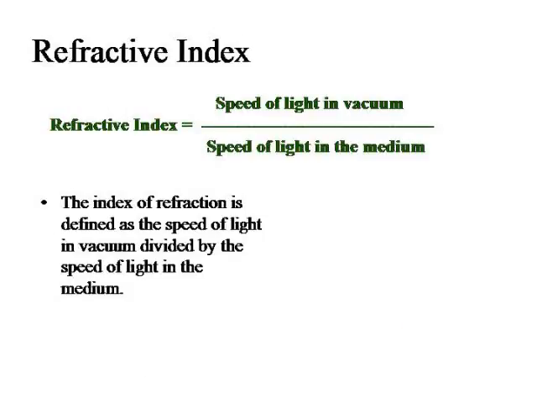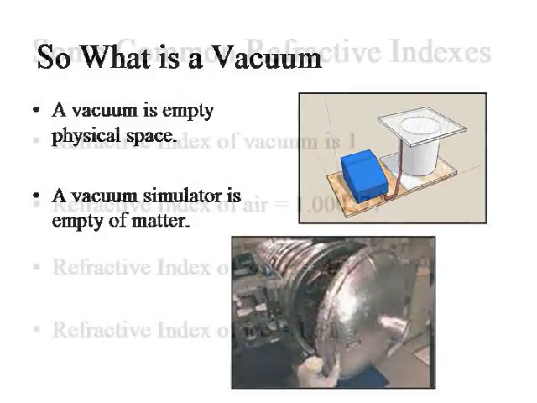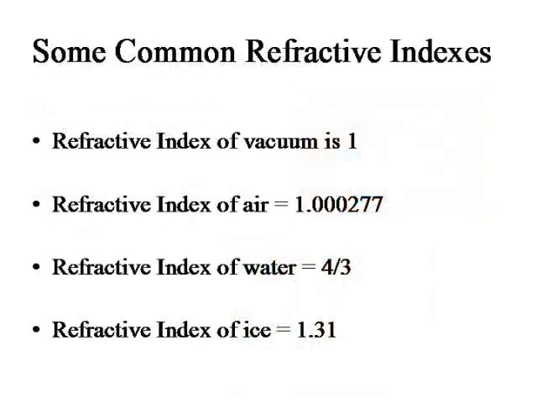Each medium that light travels through has its own refractive index. The refractive index is the speed of light in a vacuum divided by the speed of light in a medium. So what is a vacuum? Well, a vacuum is a simulator that simulates empty physical space. You can see from the two pictures on the right that vacuums can be very simple or very complex. Some common refractive indexes would include the index of a vacuum, air, water, and ice.